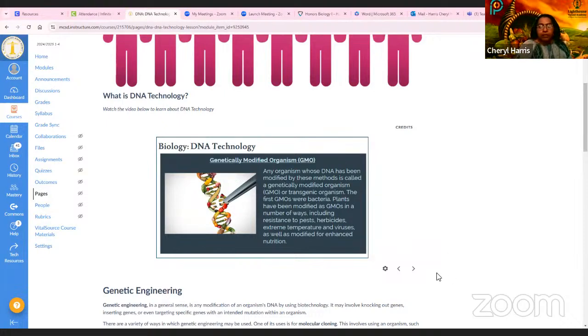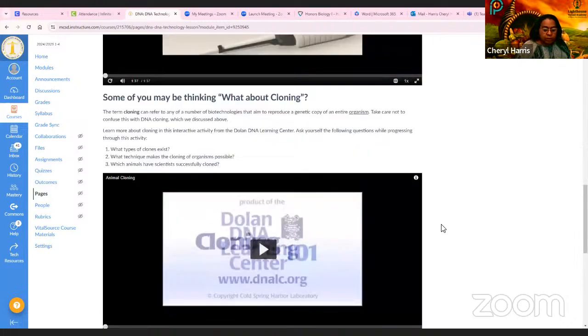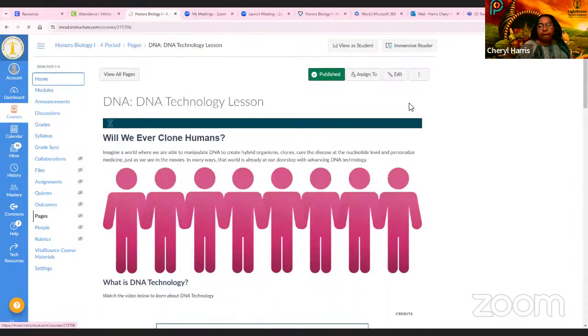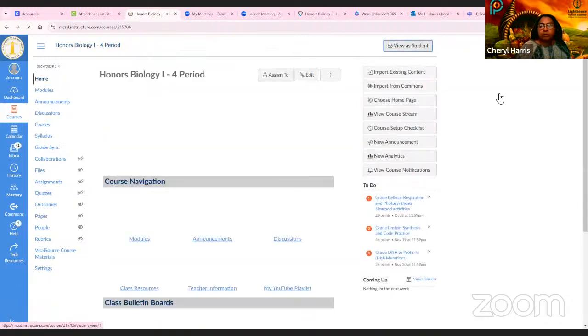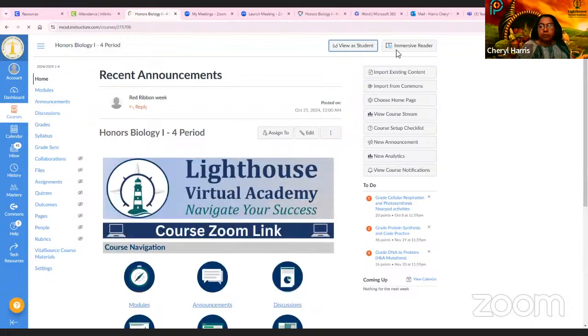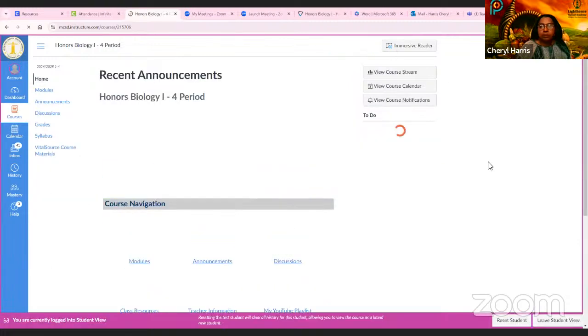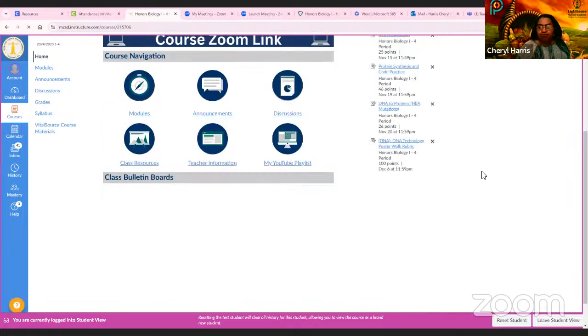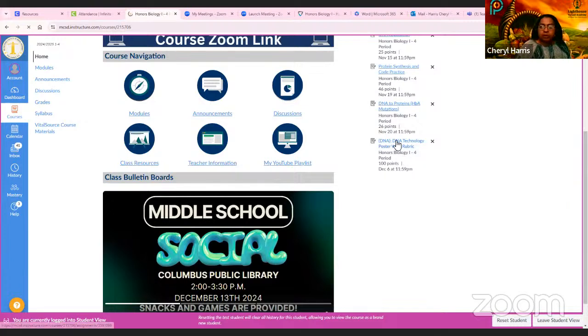All right. So what I want you to look at, so again, make sure you've given that page a read. What is the activity that you're going to look at? I'm going to do this from the student view. To make sure it's there. All right, so I'm looking at this with student view. You're looking for the DNA technology poster.